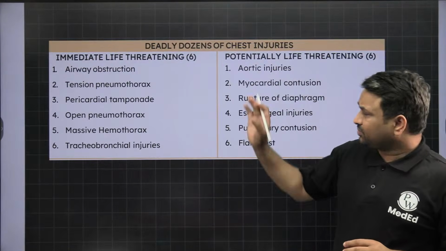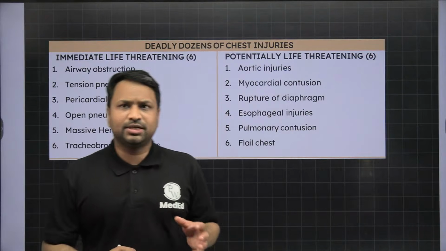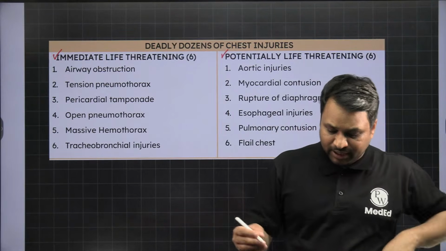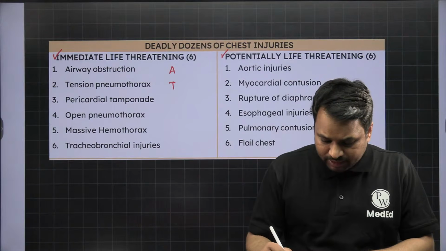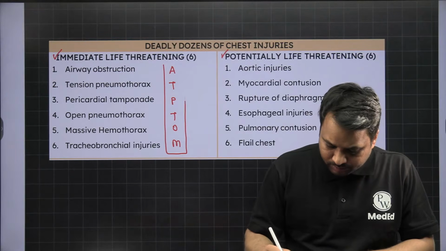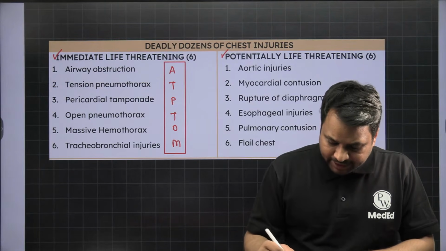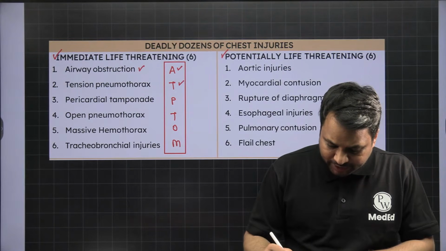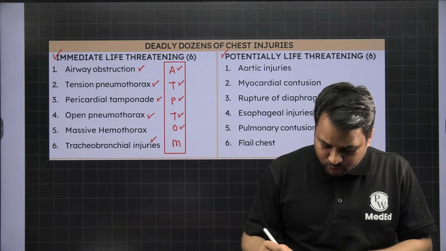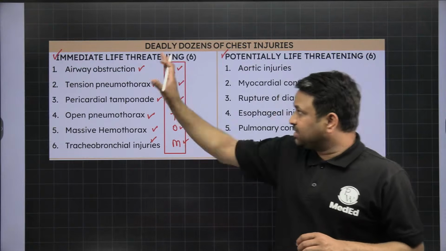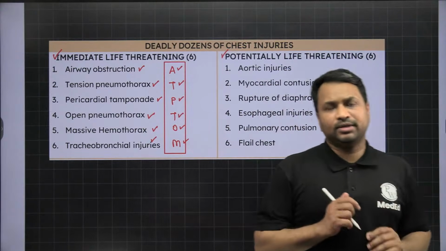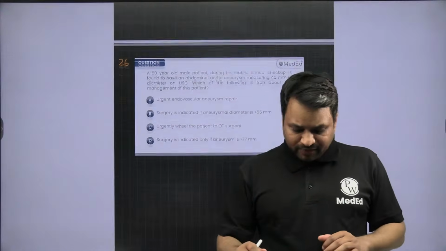And remember, there is something called the deadly dozen in thoracic injuries. Deadly dozen means 12 injuries. 6 of them are considered immediately life-threatening. The other 6 are potentially life-threatening. For immediately life-threatening, remember the mnemonic ATP TOM. A stands for airway obstruction, T for tension pneumothorax, P for pericardial tamponade, T for tracheobronchial injury, O for open pneumothorax, M for massive hemothorax. These are the conditions which are immediately life-threatening. If you know immediate, you will also know potentially life-threatening. So that's question number 25.